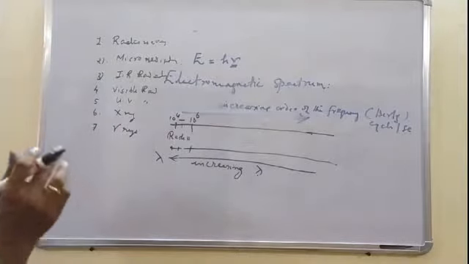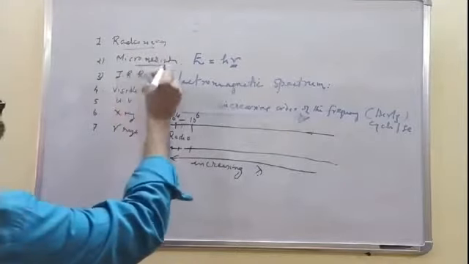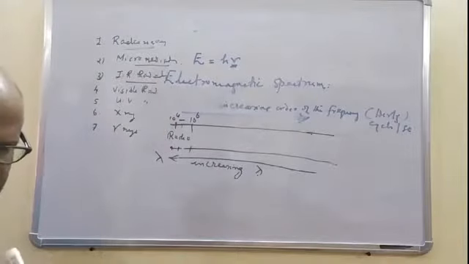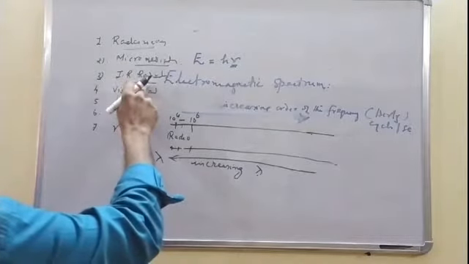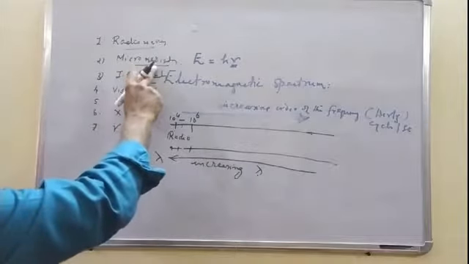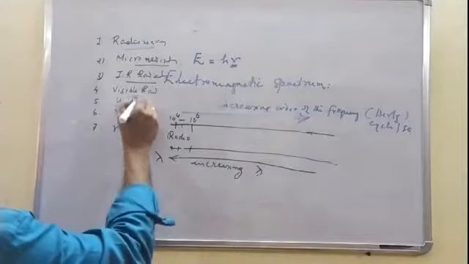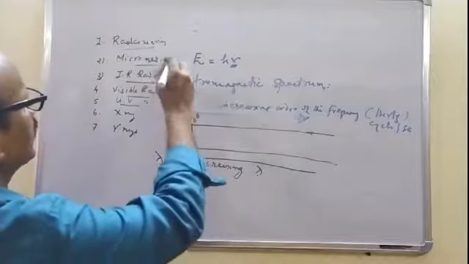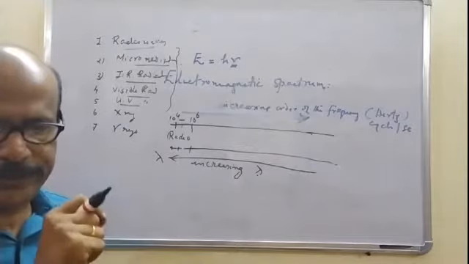Our interest in spectroscopy is mainly radio waves for NMR, microwave for rotational spectroscopy, IR radiation for vibrational spectroscopy, and visible radiation for electronic spectroscopy, and UV also for electronic spectroscopy. These are what we are much interested in, and in the visible radiation region comes Raman spectroscopy.